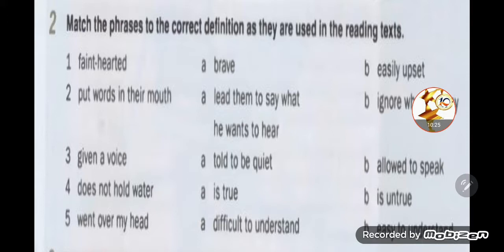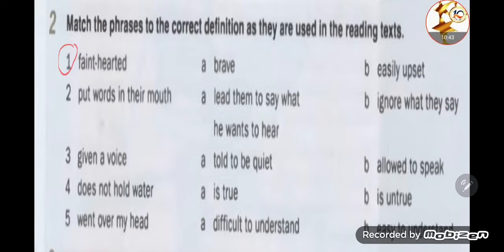Match the phrases to the correct definition as they are used in the reading text مثل ما تم استخدامهم بالreading text. Do you remember faint hearted لما ذكرناها وحكينا اللي هم بيكون قلبهم صعب، مش انه قلبهم مريض او تعبان، لا ولكن عاطفيا ما بيتحملوا هاي الاشياء يشوفوها. حكينا either brave ولا easily upset. Of course easily upset يعني بسهولة بيزعلوا وبيتضايقوا على اي شيء بيشوفوه.